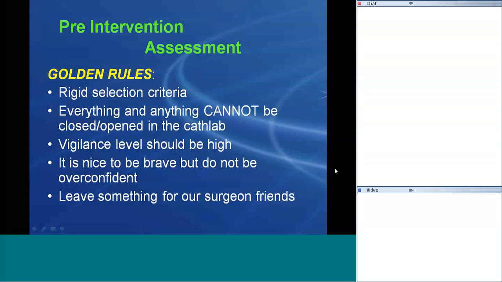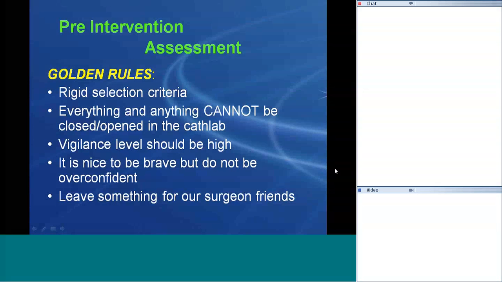To start with the pre-intervention assessment, there are a few definite golden rules. There should be a very rigid selection criteria. One should remember that everything and anything cannot be closed or opened in the cath lab. Vigilance level should be very high, and it is nice to be brave in the cath lab, but do not be overconfident. That can kill everything. Being overconfident can kill your confidence for the next few ensuing cases. We can be brave, but we should not say, okay, come on, let's do it and finish it up.